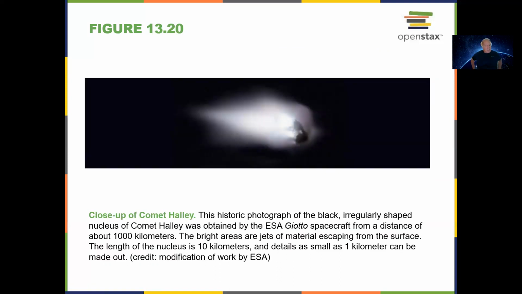Here's a close-up of Comet Halley, and this historical photograph of the black, irregularly shaped nucleus of Comet Halley was obtained by the Giotto spacecraft from a distance of about 1,000 kilometers. The bright areas of the jet are material escaping from the surface. The length of its nucleus is about 10 kilometers, and details as small as 1 kilometer can be made out.